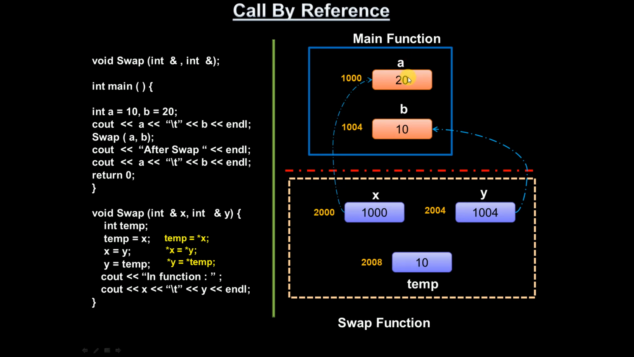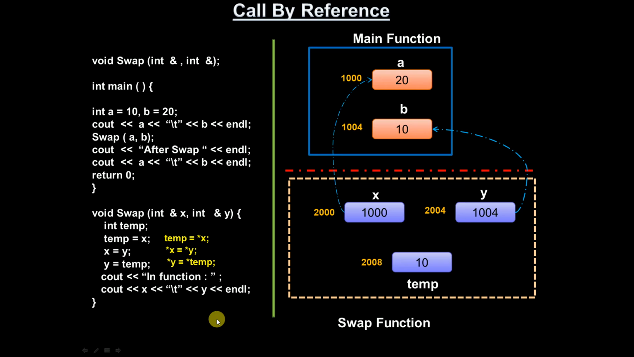Star x is nothing but 20 and star y is nothing but 10. It will print star x is 20 and star y is 10. But here we are not using star x, star y. The compiler will automatically generate that dereferencing symbol. Okay. So this is how we are getting the memory.